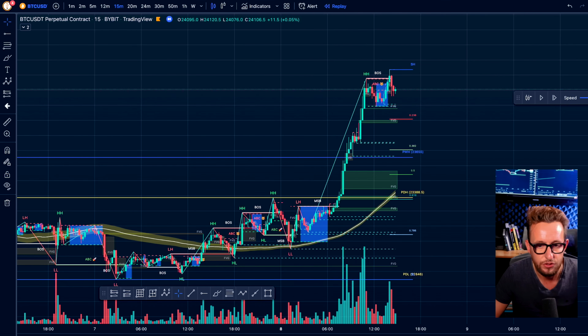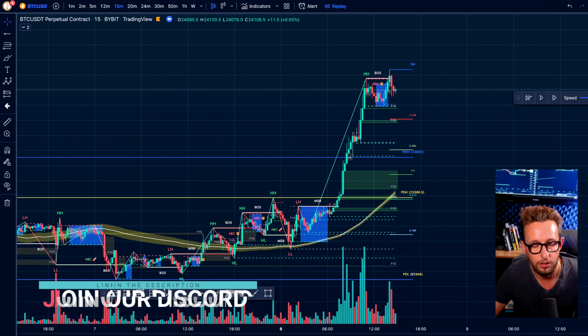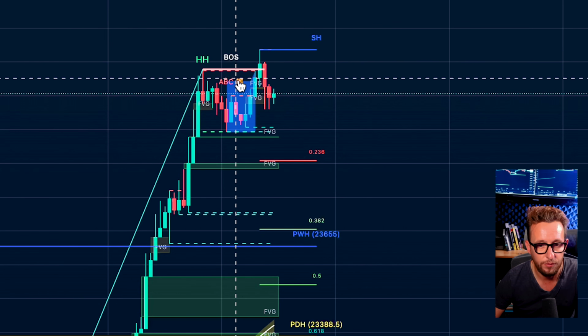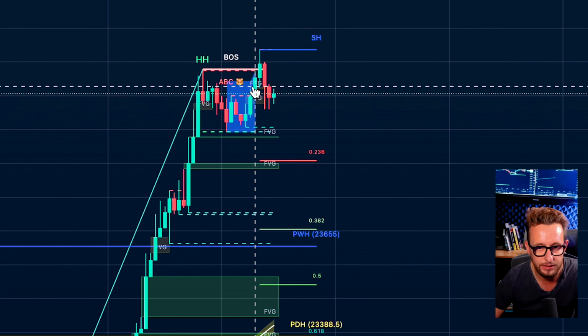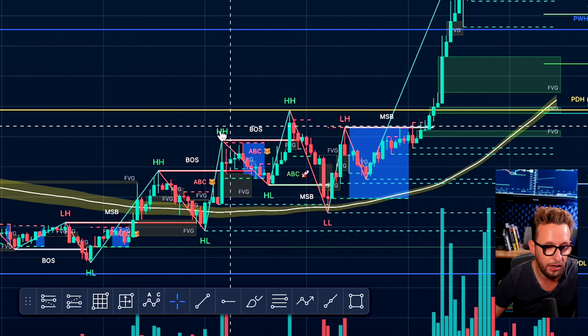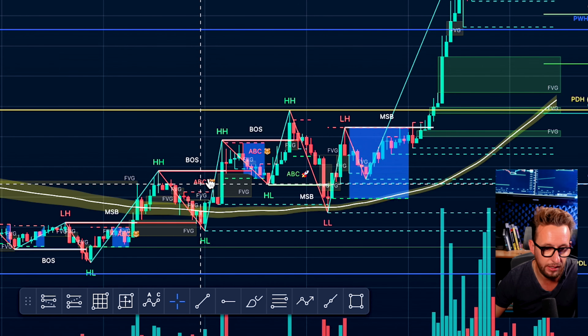Okay, this is an entry that I actually took on Discord. So it was a reversal. I was looking for an ABC pattern to happen just here, just like this, for me to actually take an ABC, because as you can see, there are a couple of ABCs down here that have actually come up and popped up.